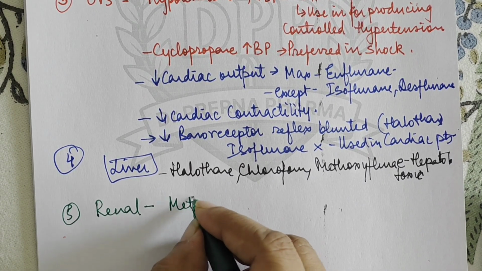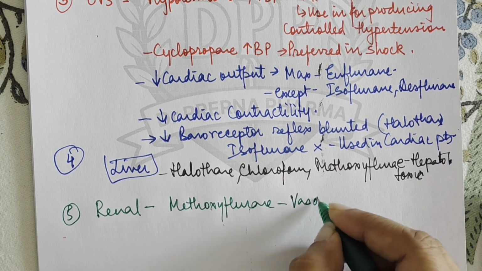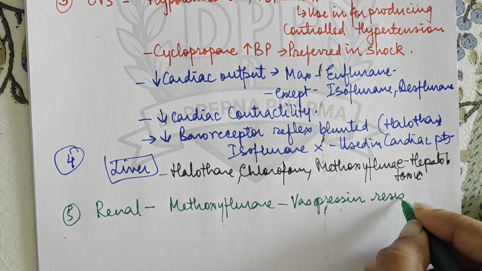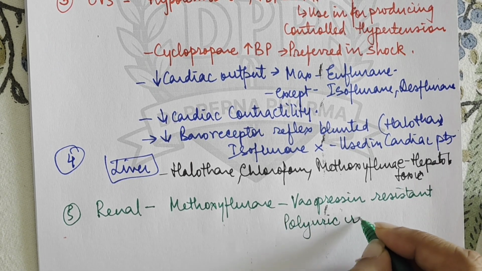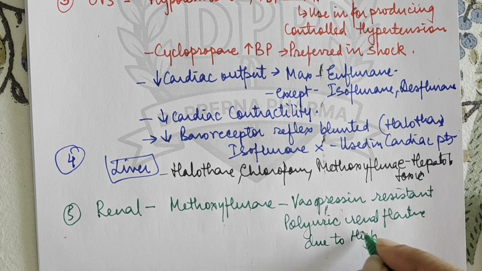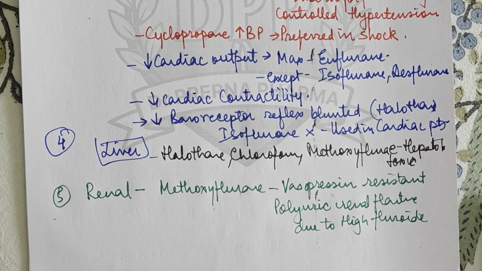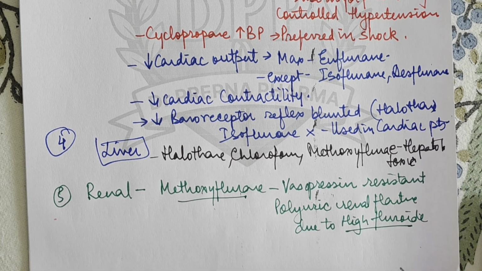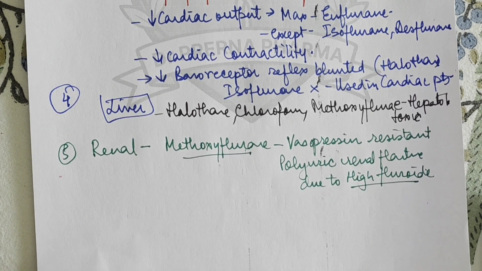Then what is their effect on the renal system? It is seen that methoxyflurane can result in vasopressin resistant polyuric renal failure due to its high fluoride content. Okay, so the presence of a high content of fluoride, because methoxyflurane has the highest fluoride content. Fluoride is basically added to reduce the inflammability of these agents.